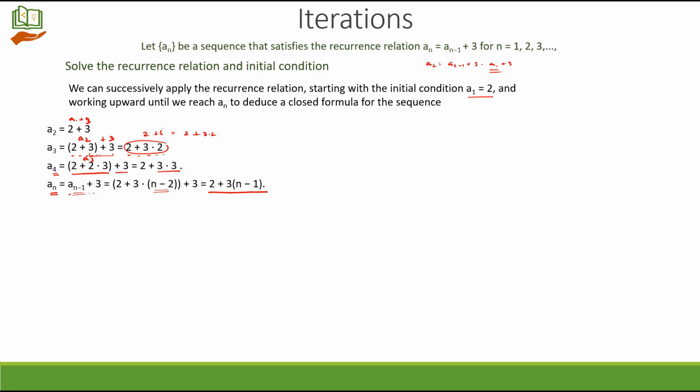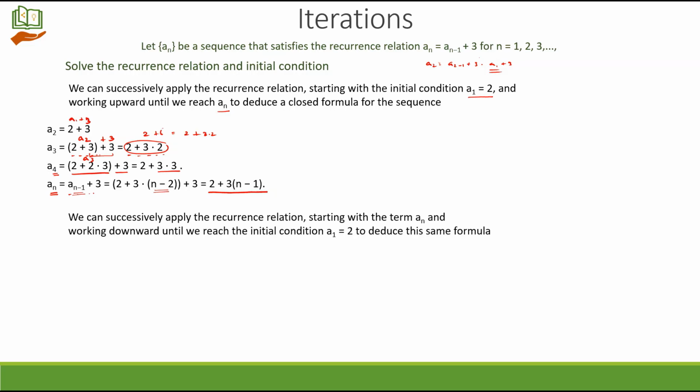So we are working upward until we reach AN to deduce a closed formula for the sequence. We can successively apply the recurrence relation starting with the term AN and working downward until we reach the initial condition A1 is equal to 2 to deduce this same formula. So what they are saying in the first place is we are starting with the initial condition and moving towards AN. That is what we did here. Now here we are starting with AN and we have to go till A1 is equal to 2. This is what we are going to do here.